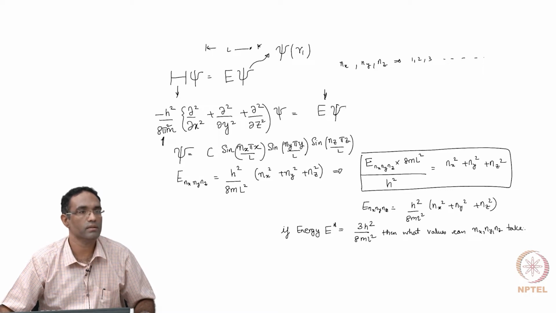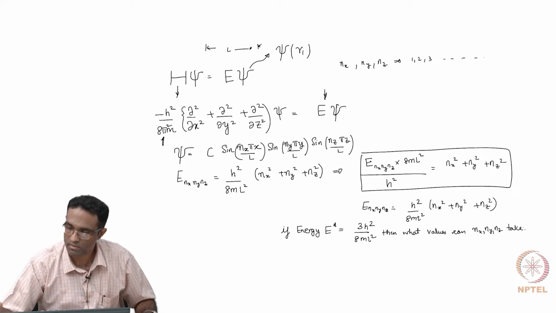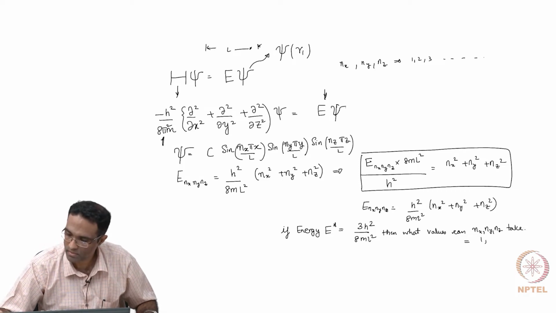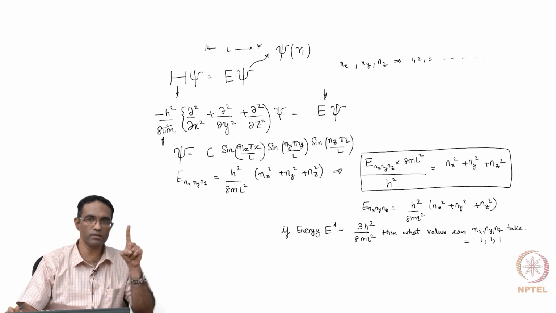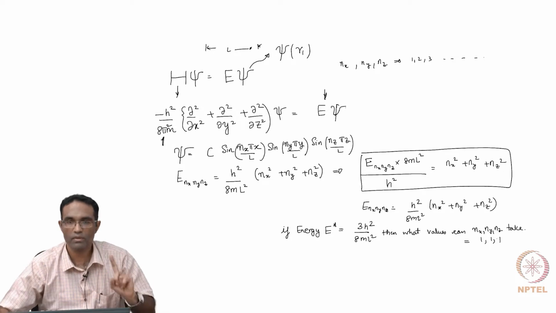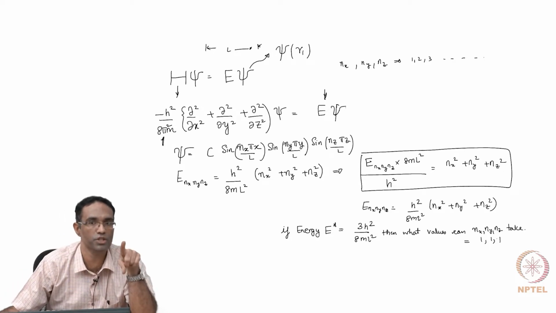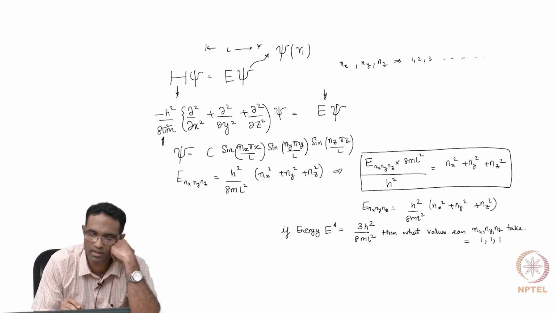What can they take? 1, 1, 1, right? Can it take anything else? So there is only one way of getting this particular energy, right? And the corresponding xi, or the wave function, will be c sine 1 pi x by L, c sine pi y by L and so on.